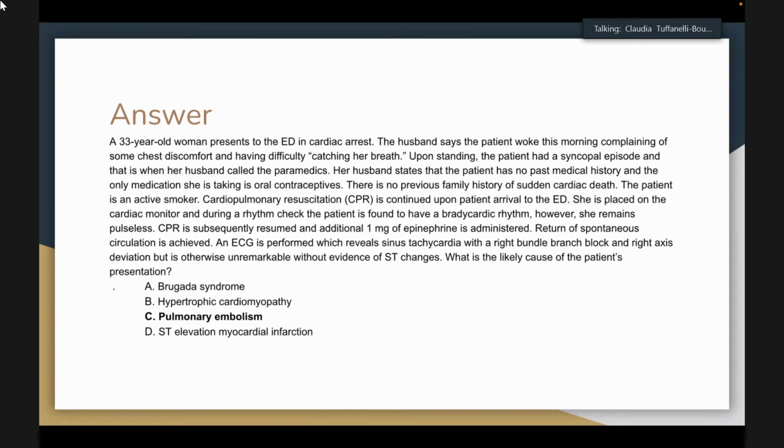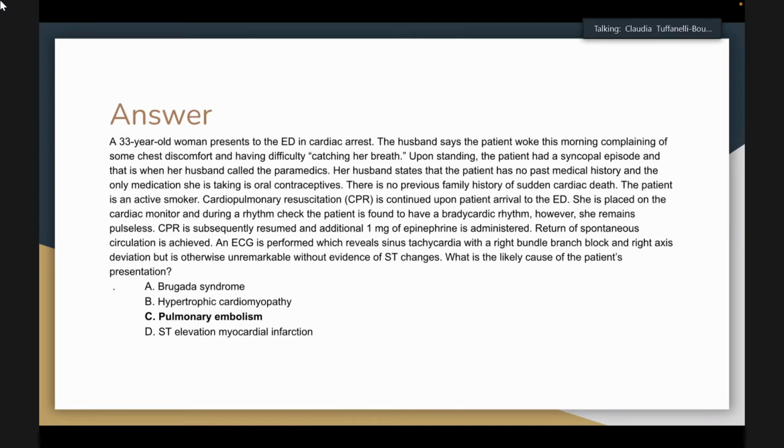The other thing it's going to say is the EKG: sinus tachycardia is a sign of PE. You get the heart strain, and the right bundle branch, a sign of right heart strain, is what that would show you there. So those are the two things in that question stem that would point you towards pulmonary embolism. So the right bundle branch with sinus tachycardia.